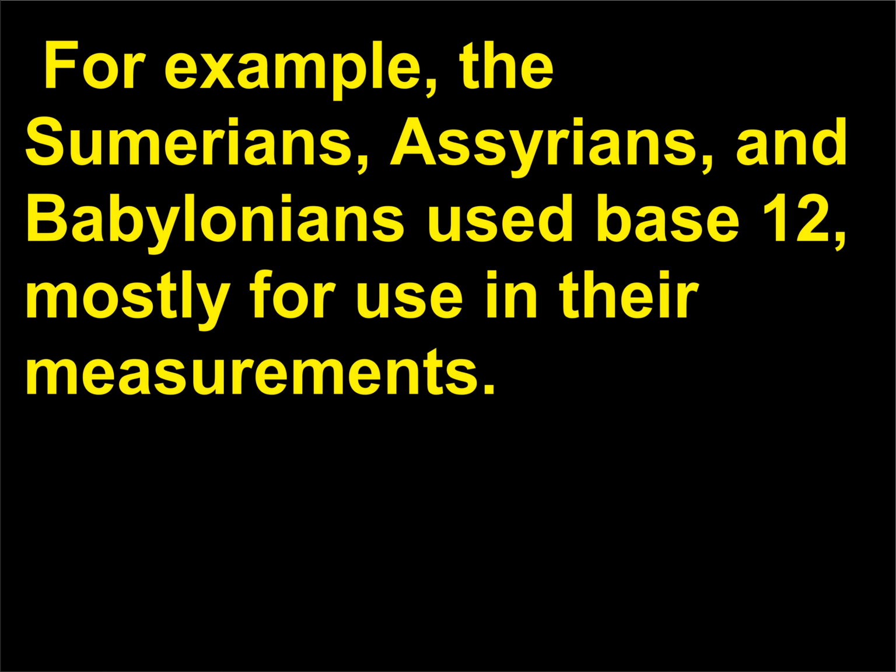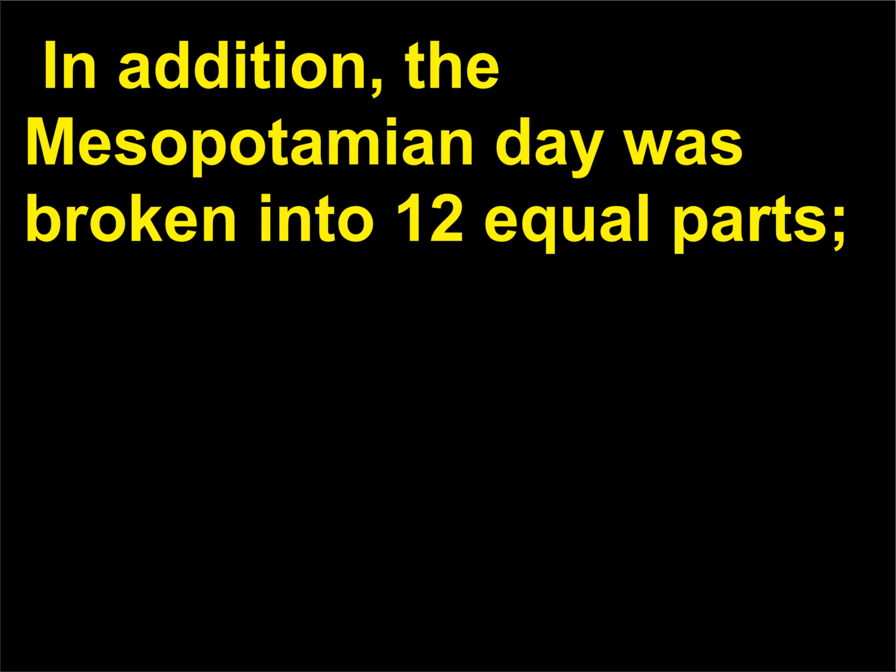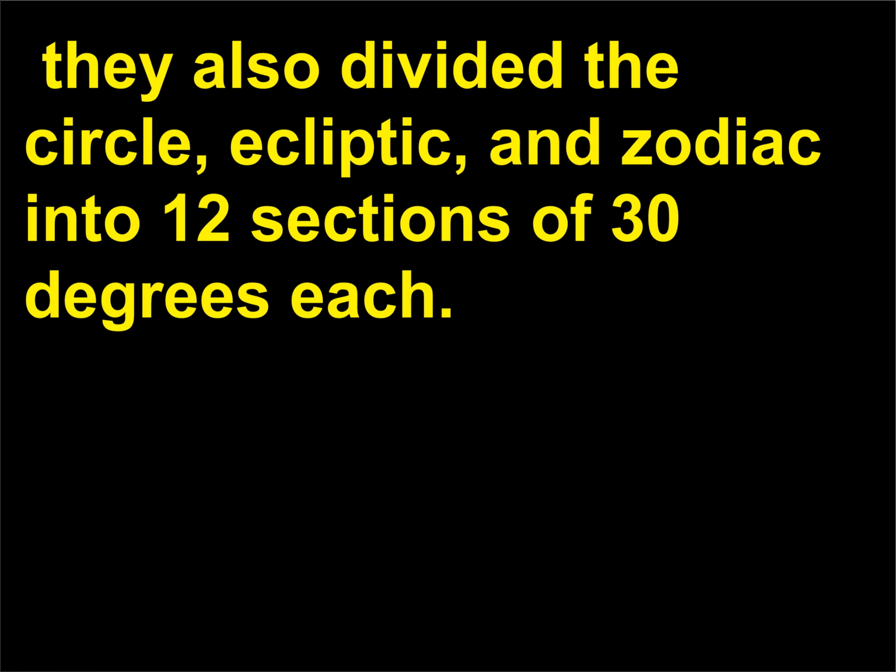For example, the Sumerians, Assyrians, and Babylonians used base 12, mostly for use in their measurements. In addition, the Mesopotamian day was broken into 12 equal parts. They also divided the circle, ecliptic, and zodiac into 12 sections of 30 degrees each.